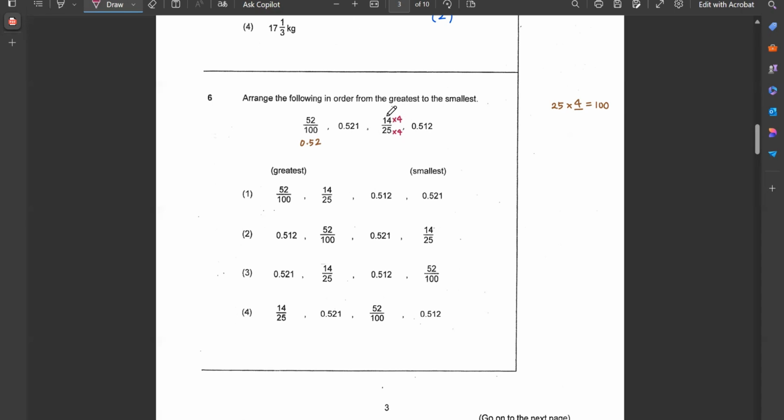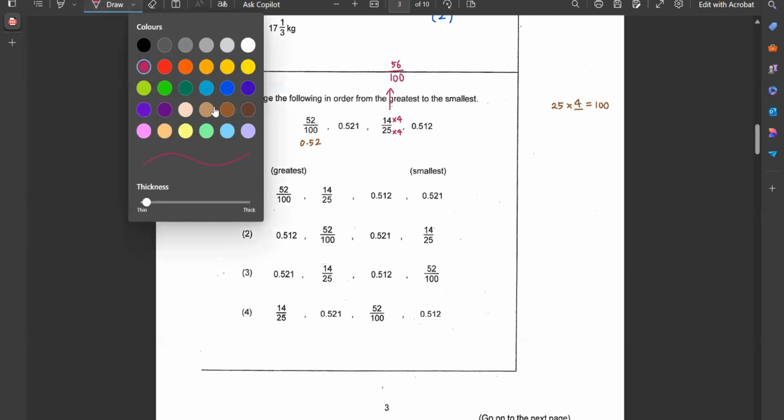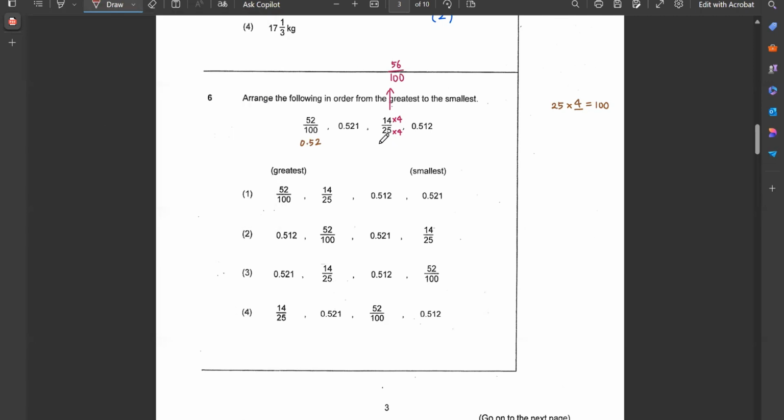And this should give us 56 over 100. Let me just put it up here because I don't have space. So 56 over 100, if you did your calculations. In decimal, easy. This will be 0.56.